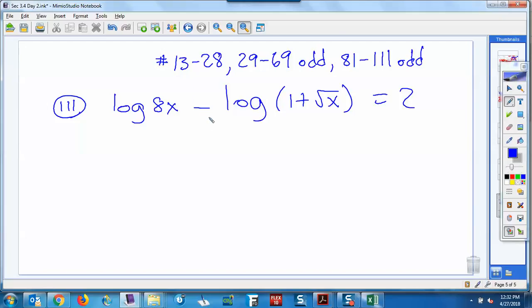So we have a property with minus. And what did minus mean? Division. So we want to turn this into a log of 8x over 1 plus square root of x equals 2. Okay? So now, do I have the right log? There wasn't another base on it, right? It's just log. Yeah, so base 10. Basically base 10. Okay, what do we want to do from here?